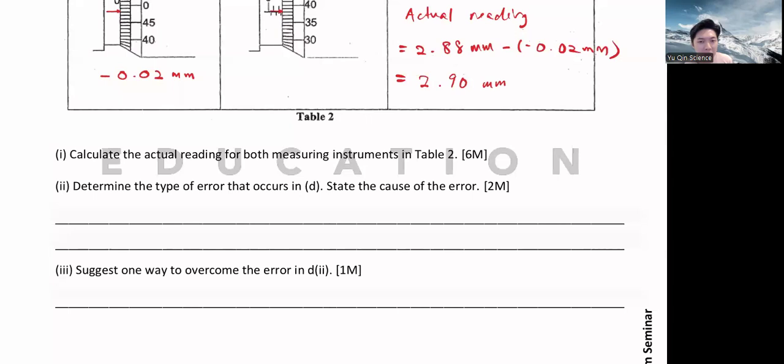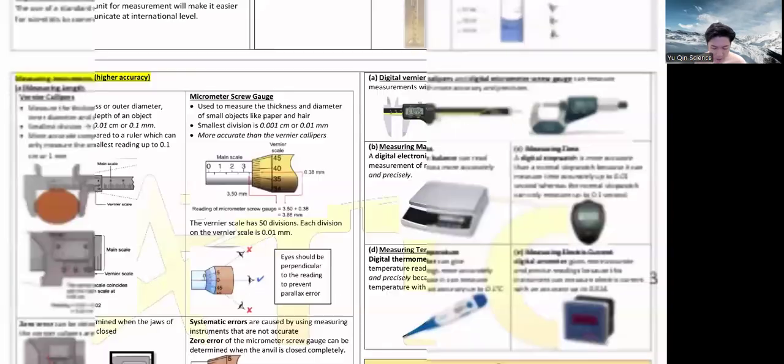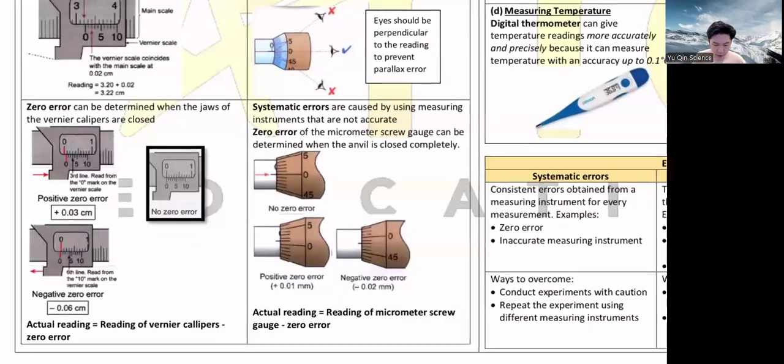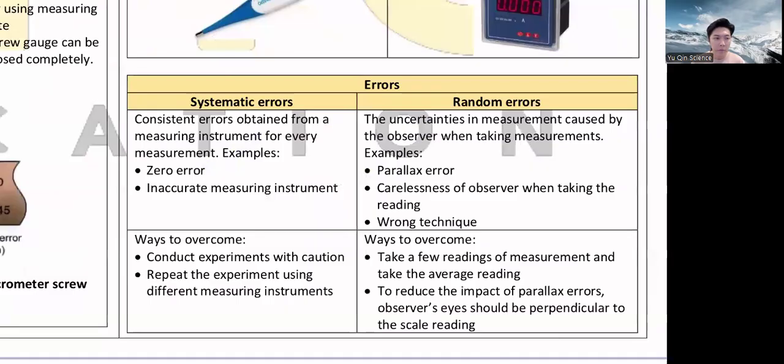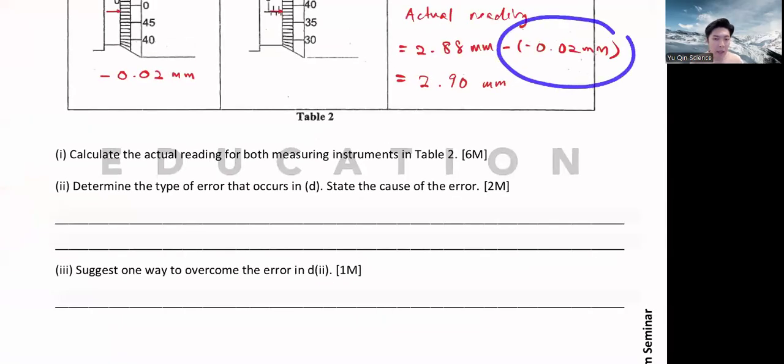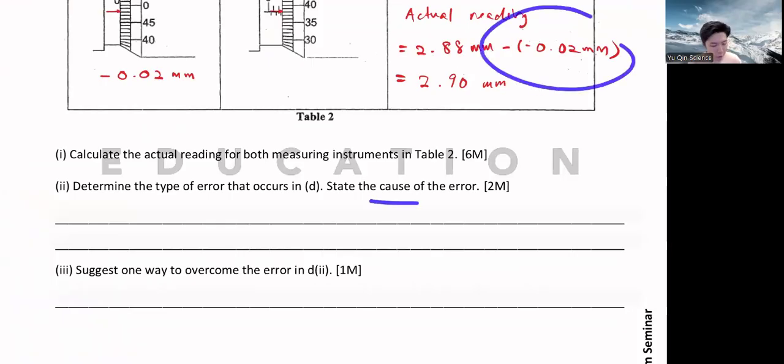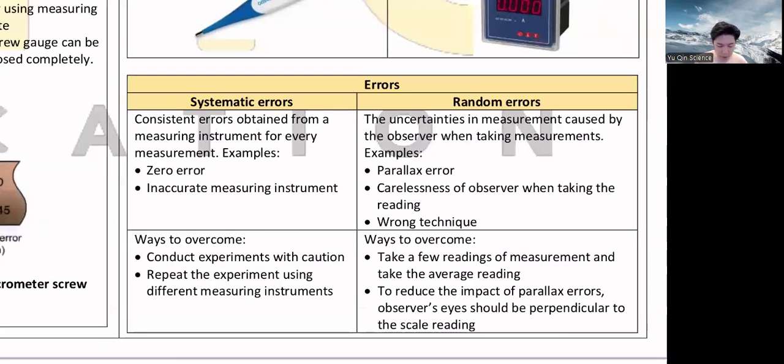Thank you. So, determine the type of error that occurs in D and state the cause. Remember, all this 0 thing is what? It's called a zero error, right? By the way, it's here also. Zero error. All right. What can we do about it? So, what we just did, we minus the error, right? So the cause of this is actually not your problem, not my problem. It's the instrument problem.